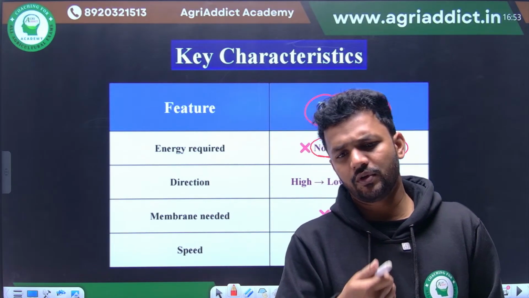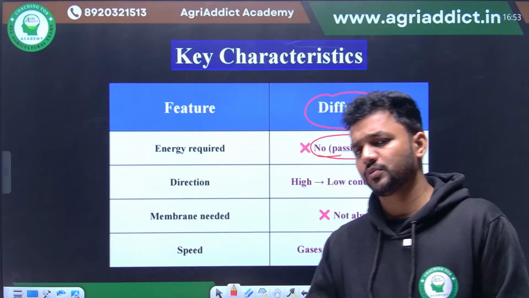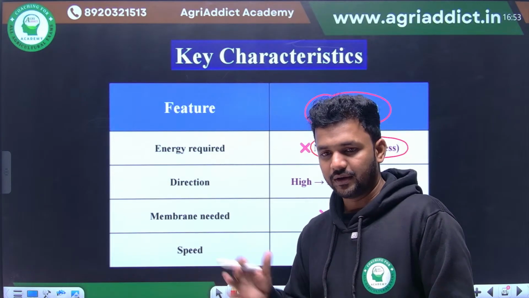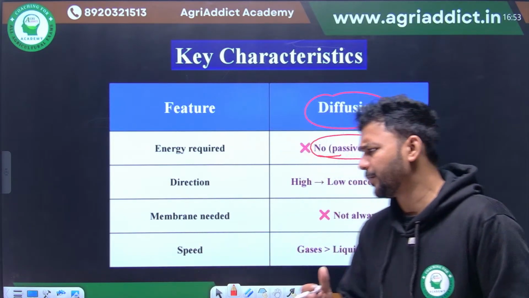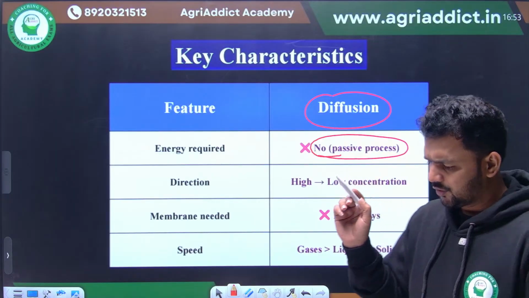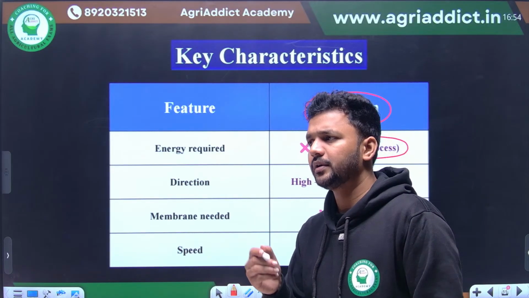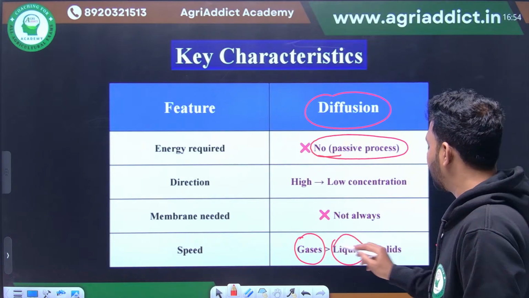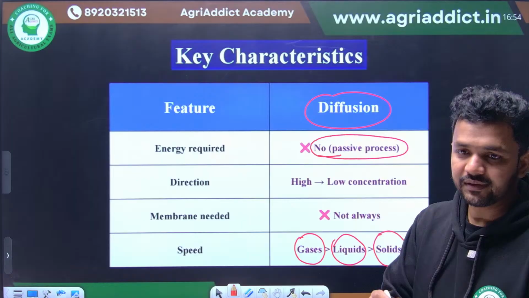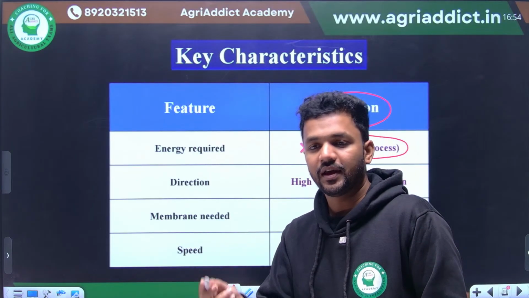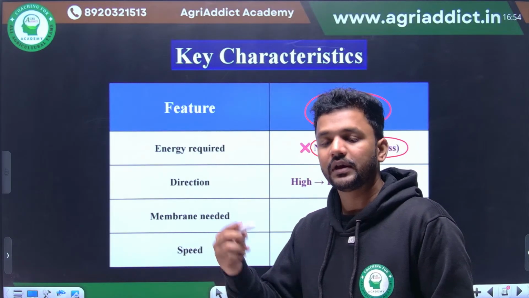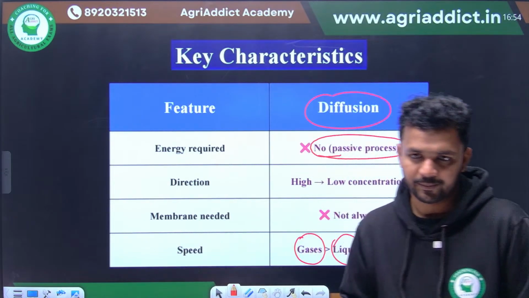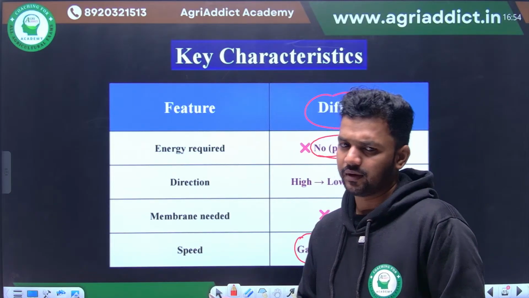And the direction is, we know, from high concentration of molecules to low concentration of molecules. Okay, membrane is not required in diffusion. And the speed depends upon the concentration and the temperature, right? But among gases, liquids and solids, the diffusion of gases is much more than the diffusion of liquids, and the diffusion of liquids is much more than solids. It is because gases can flow faster than liquids. It's because of the flow speed and nothing else.